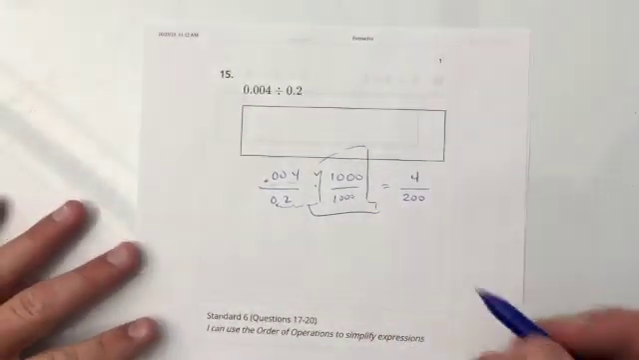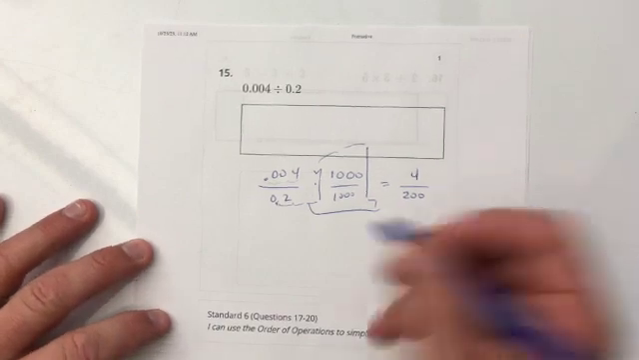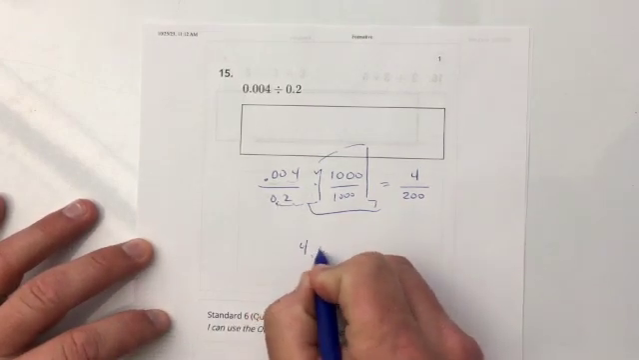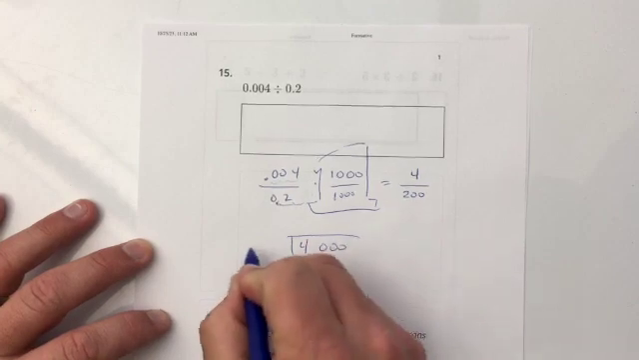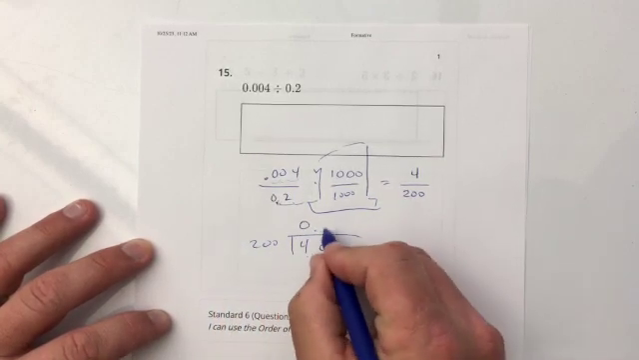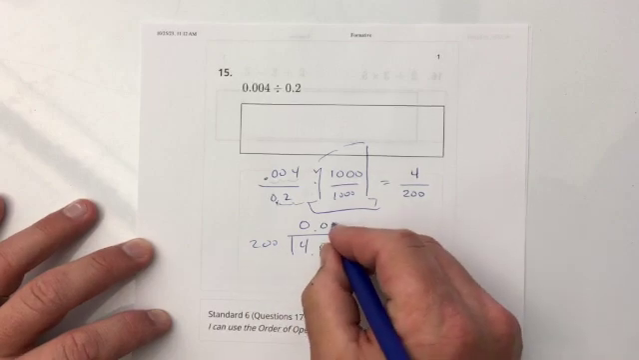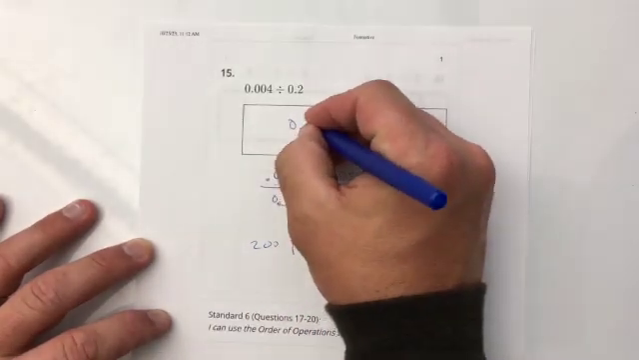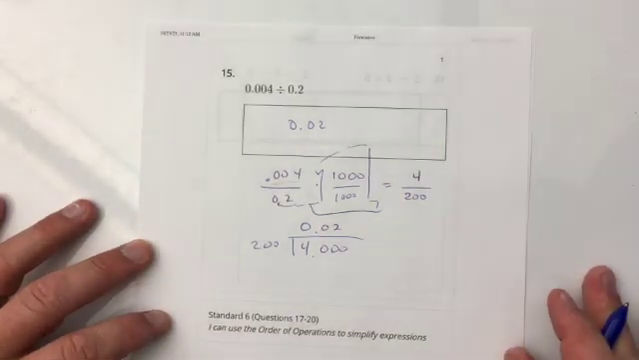I know it says use long division. So I guess we'll use long division. 4 and some zeros. 200. 200 does not go into 4. Bring the decimal up. 200 does not go into 40. 200 goes into 400 twice. 0.02. There you go.